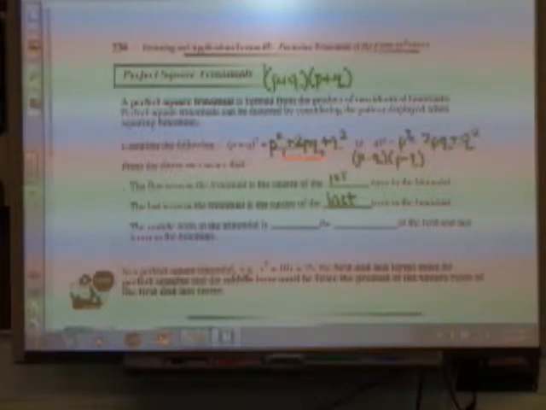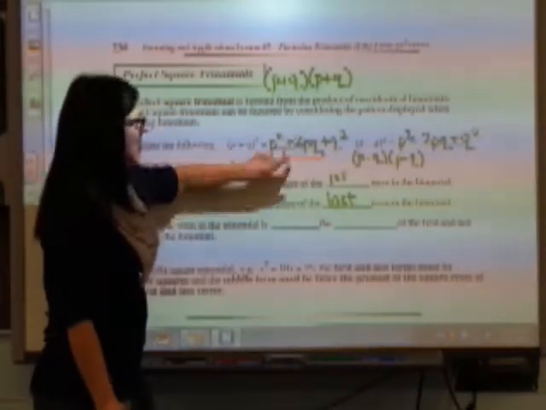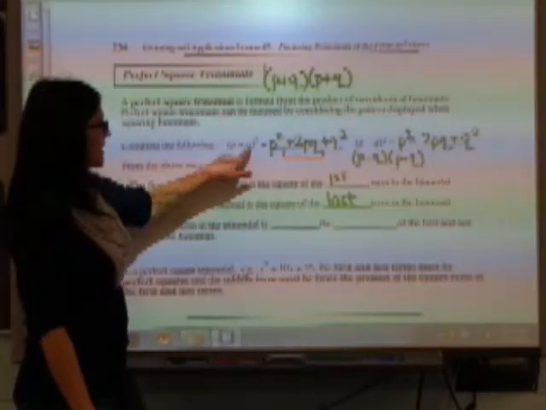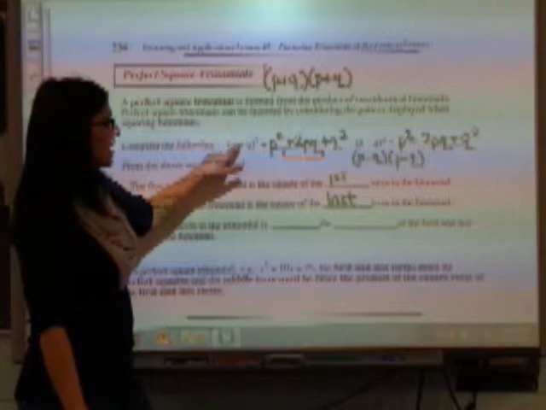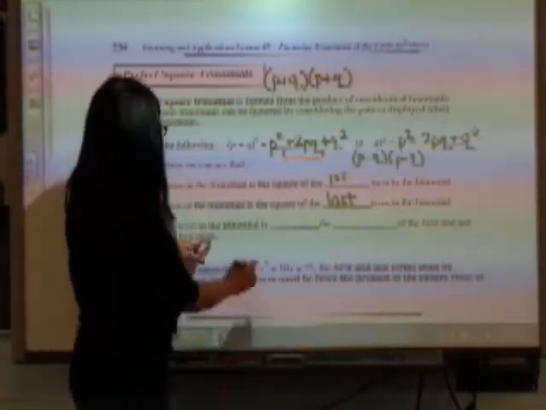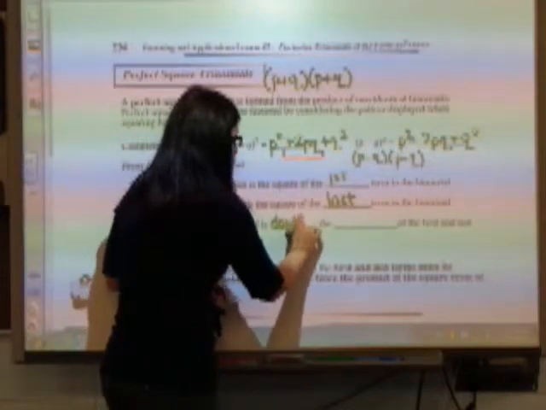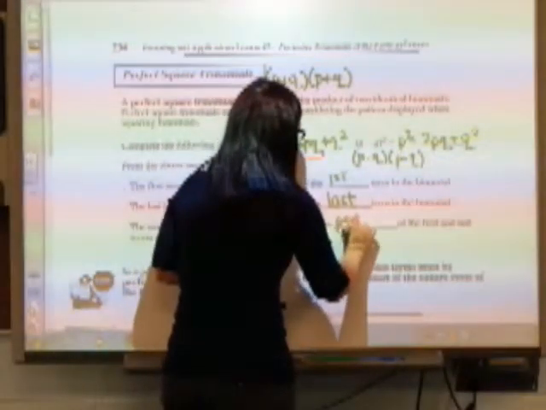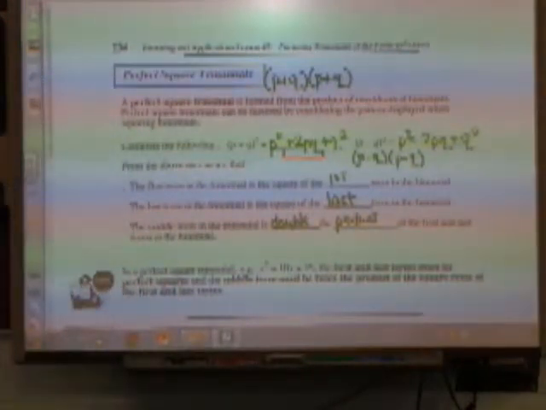And then the middle term. How do I get this middle term? Well, if I go p times q, I've got the product. And then if I double it, I have double the product. So the middle term is double the product of the first and the last terms.